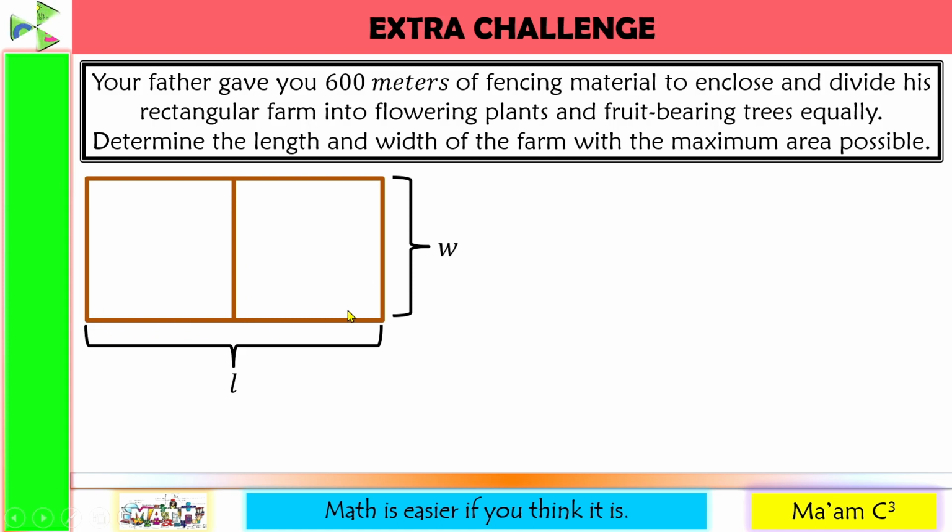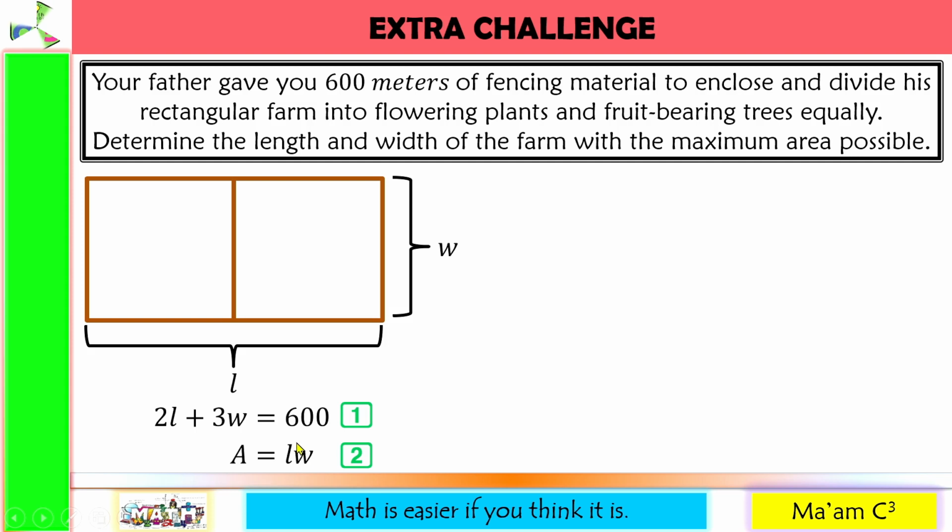If this is length, then this is also length. So we have two lengths. If this is width, this is also width, and this is also width. So we have three widths. And that is equal to 600. Let this be our equation 1. Another equation that we know is the area of a rectangle, and that is equal to length times width. Let this be our equation 2.